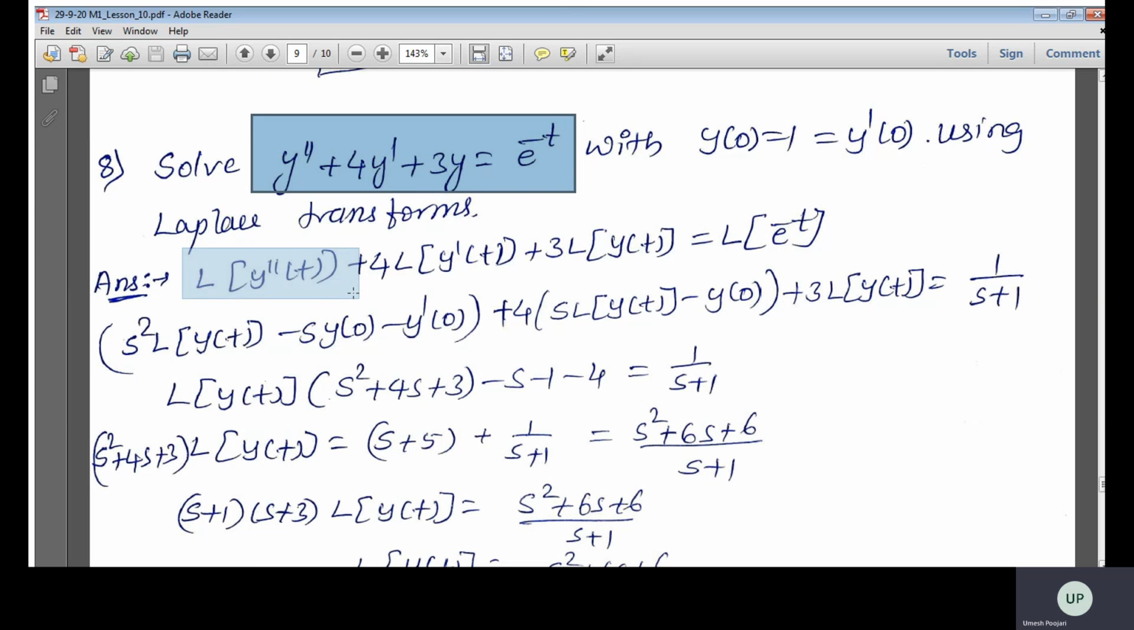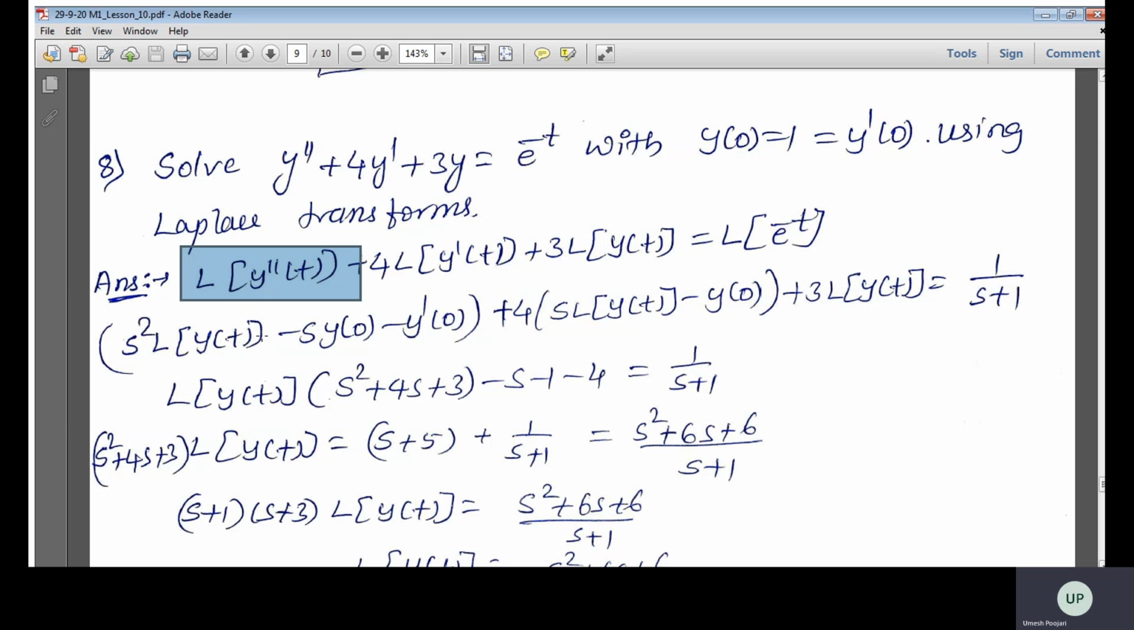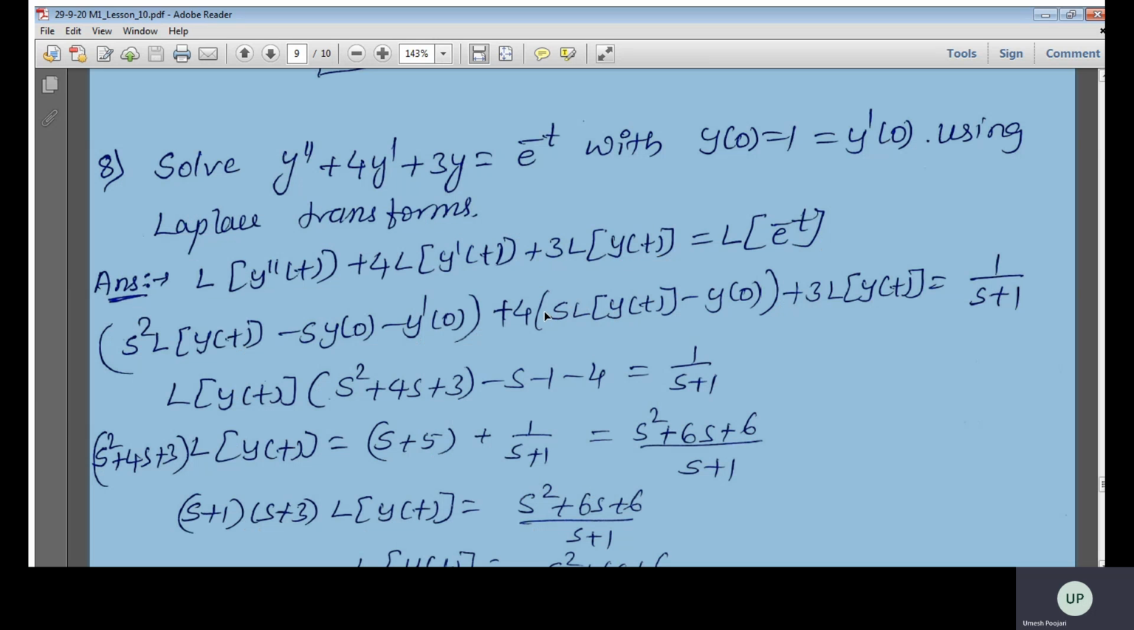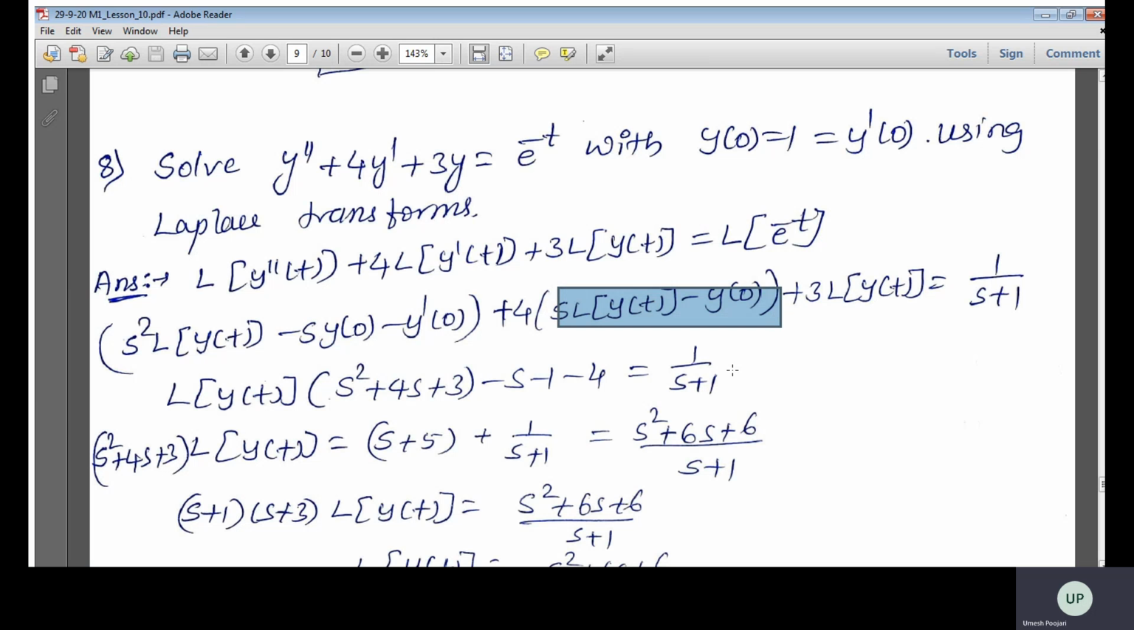The formula for L of y double dash of t is s² L of y of t minus s into y of 0 minus y dash of 0, plus 4 into the formula for L of y dash of t, which is s into L of y of t minus y of 0, and the last term as it is, 3 times L of y of t, equals on the right hand side the Laplace transform of e raised to minus t, which is 1 by (s + 1). Now substitute the conditions. y of 0 is how much? Both y of 0 as well as y dash of 0 are 1.